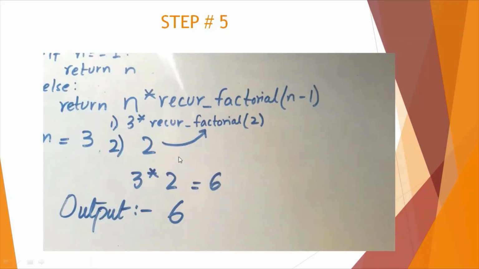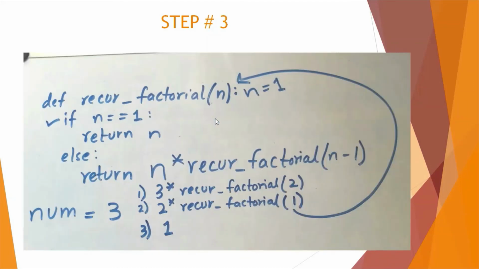So now this 2 will go there in the memory stored, and it will then in the end multiply 3 by 2. So in this way we will get the answer 6. In this way it will continuously run one function until we get the answer, and it will store this 3 multiplied by recursion factorial, and it will again store 2 multiplied by recursion factorial until we get the result, until this n is equal to 1 condition is satisfied.